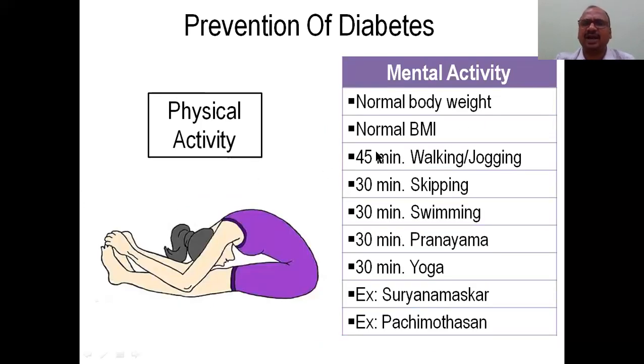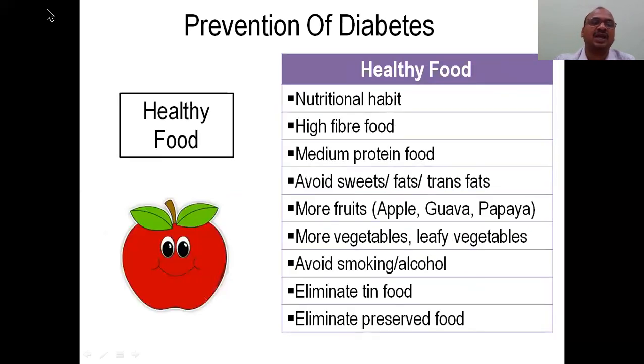Physical activity: normal body activity, normal body weight, normal body mass index. Walking or jogging 45 minutes, or 30 minutes of skipping, or 30 minutes of swimming. If the condition is very serious, with high levels of blood sugar, you have to do a combination of this: 30 minutes of pranayama, 30 minutes of yoga, Surya Namaskar and Paschimottanasana. This is very, very important.